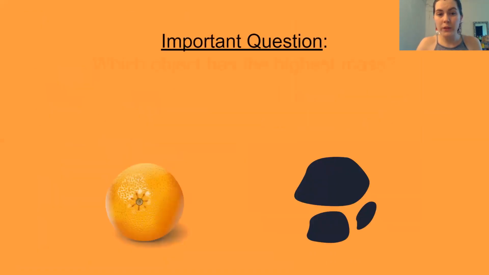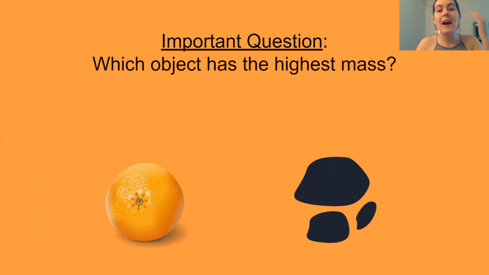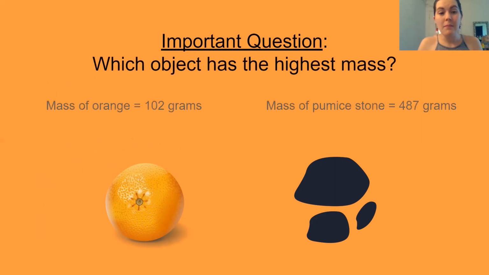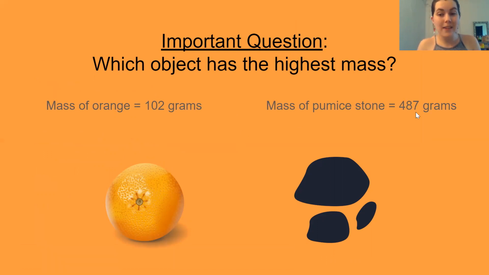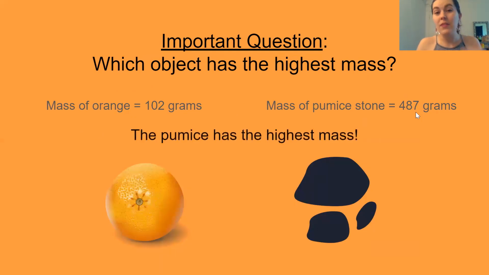So our next important question is which object has the highest mass? The mass of my orange is 102 grams. The mass of my pumice stone is 487 grams. So again, the pumice has the higher mass.